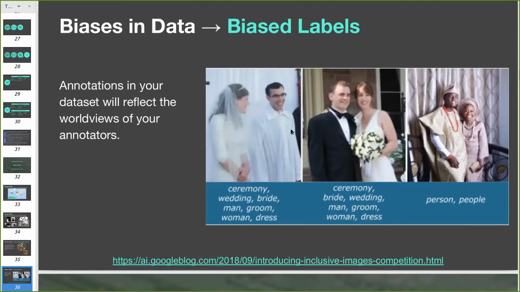Then we have another very similar image with another couple at a ceremony, and more or less we have similar tags or labels. But then we have another couple who come from a different region or different kind of culture, and they are at a similar ceremony as well, but the labels that people have annotated this image with are different. We simply see person and people here. So these are the kinds of biases that could exist at the time of data collection and annotation.